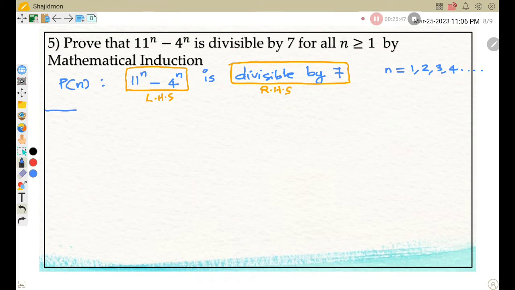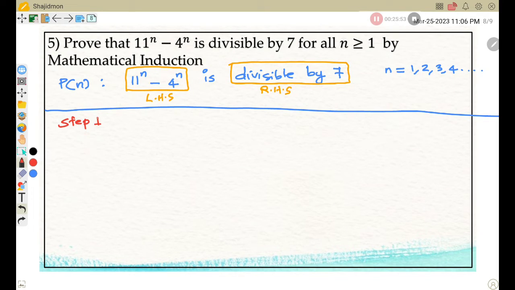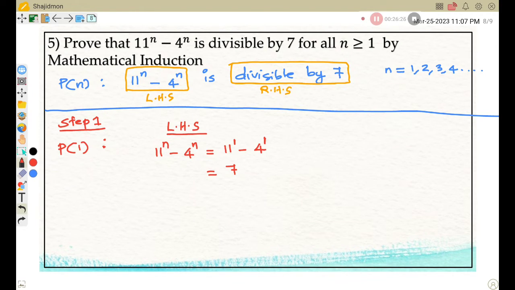Okay, so let me start the proof here. So first step, step number 1, initial step, we need to check P of 1. The statement is true for n equal to 1. Just apply in the left hand side of the statement. What is the left hand side? 11 power n minus 4 power n. What is 11 power n means 1, initial number, minus 4 power 1. What is 11 minus 4? 7. Is it divisible by 7? Yes, because when we are dividing by 7, we will get an integer number, 7 by 7. We can divide. It is possible, correct?